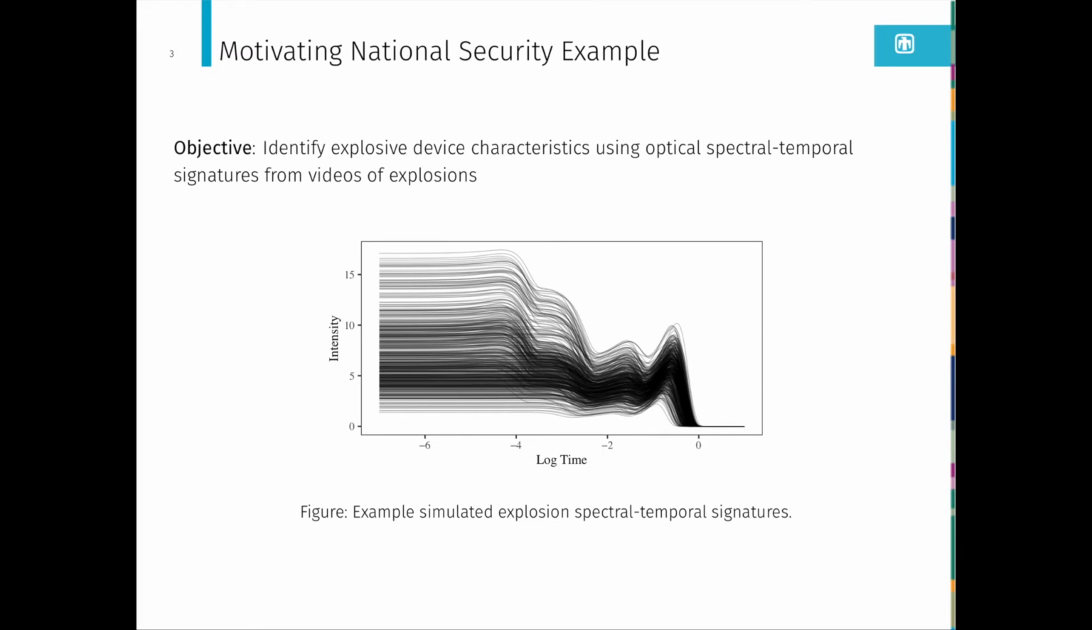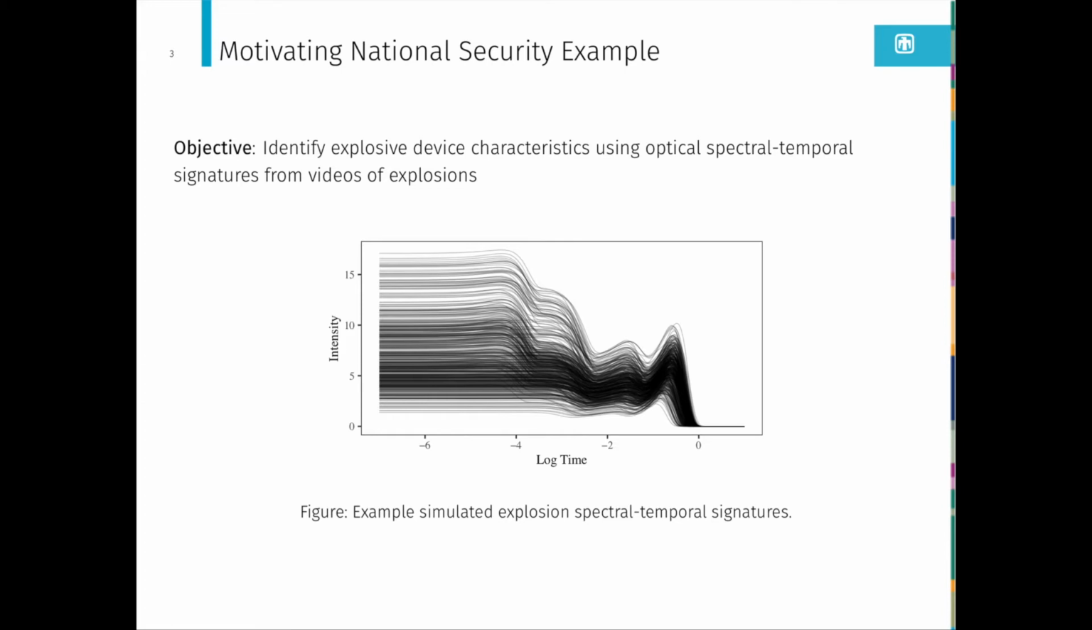The application that motivated the work in this presentation has an objective of identifying characteristics of explosive devices using what are referred to as optical spectral-temporal signatures. The figure on this slide shows examples of such signatures that were simulated. The idea is that each function in the figure corresponds to an explosive device.